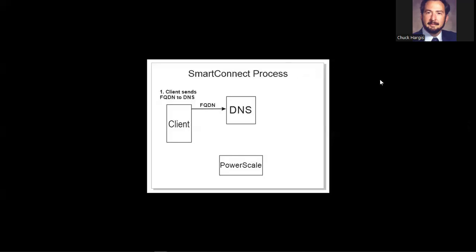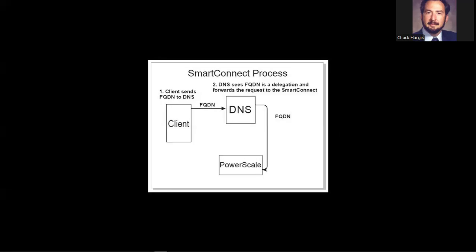Let's go through the SmartConnect process to show exactly what happens when a client is going to connect. So the client will send the FQDN as a lookup request to the DNS. At this point, in a normal situation, the DNS would then return a pre-assigned IP address for that FQDN, and the client would connect to the FQDN. The next step in the process is that the DNS sees that the FQDN is a delegation, and it forwards that request to the SmartConnect.